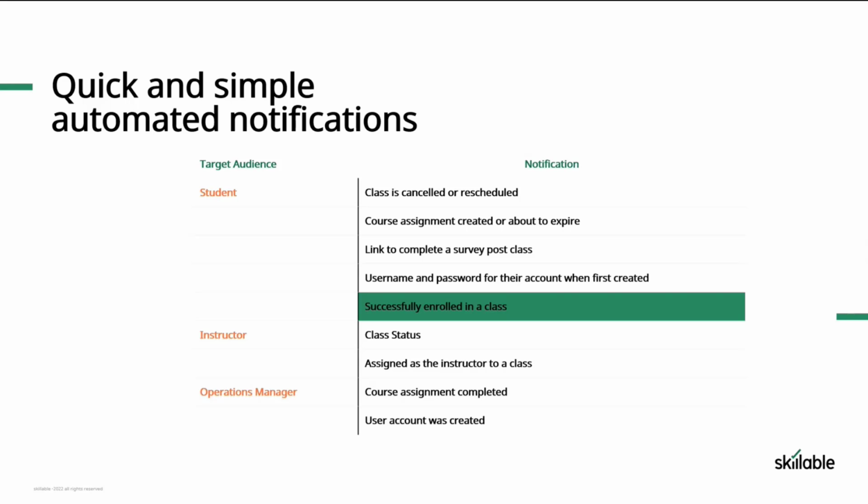Link to a survey post-class. So maybe at the end of the class, you send out a survey to say, hey, how was the class? How was the instructor? What did you like? What didn't you like? All those kind of fun things that you want to figure out to make your class a better class every time. You can do that by adding a notification to say, hey, this class is finished. Go ahead and don't forget to complete your post-class survey.